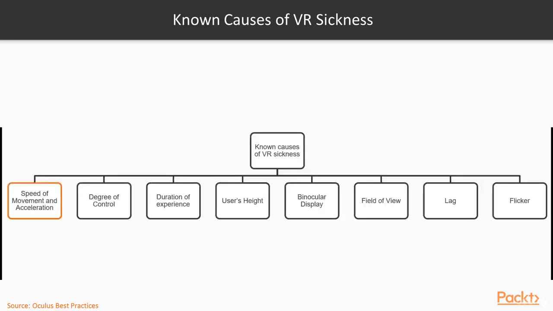Some of these factors are speed of movement and acceleration. Speed of movement is directly proportional to the speed of onset of simulator sickness, but not necessarily the subsequent intensity or rate of increase. Although slower movement speeds will generally feel more comfortable, the most important issue is acceleration, which is the stimulus to which the inner ear vestibular organs respond.